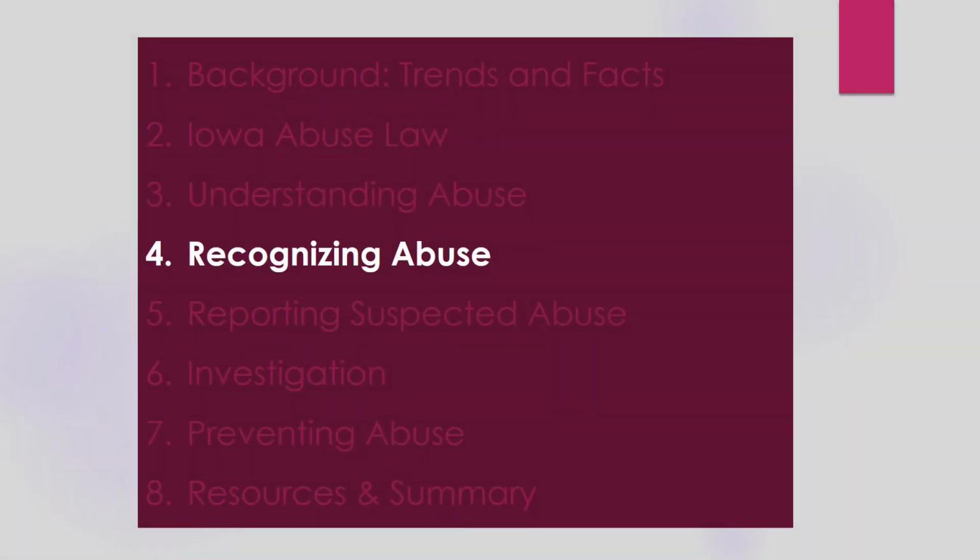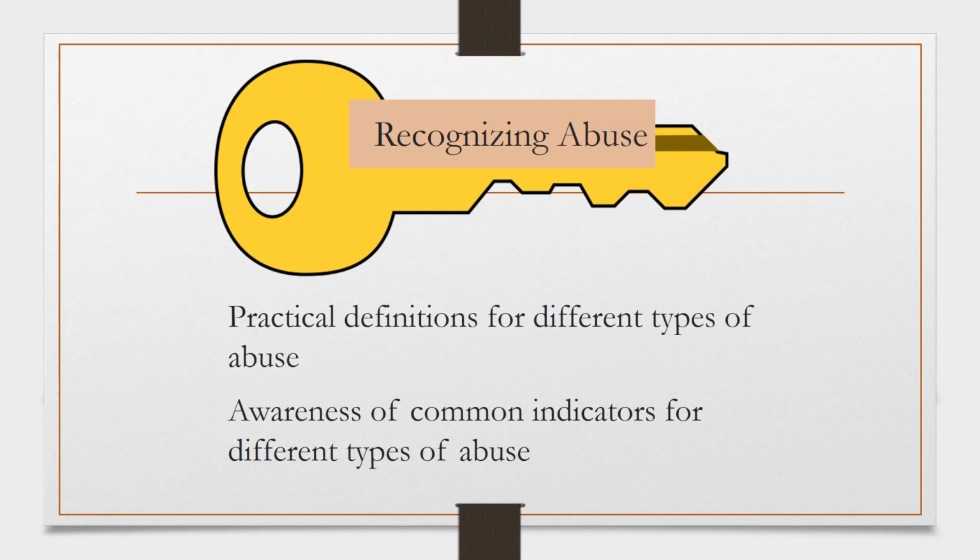Part 4. Recognizing abuse. This section is designed to help mandatory reporters spot abuse or neglect as early as possible and to know which type of abuse to report. There are a number of victim and abuser behaviors which may indicate the presence of abuse or other serious problems. An awareness of the common indicators will assist a potential reporter in recognizing the situation.